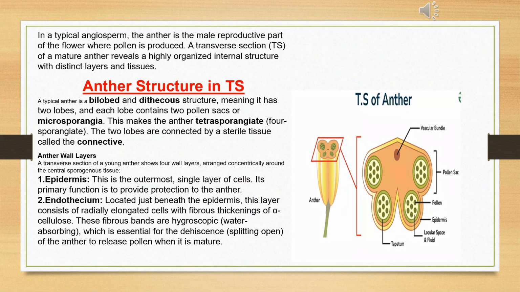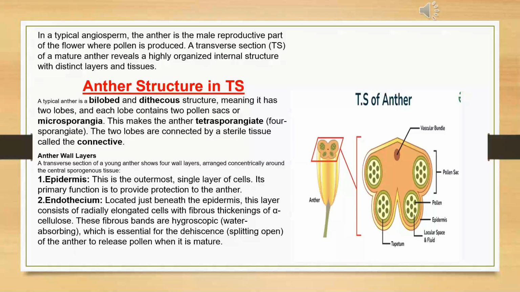The two lobes are connected by a sterile tissue called the connective. Anther wall layers. The transverse section of a young anther shows four layers arranged concentrically around the central sporogenous tissue. The first layer is the epidermis. This is the outermost single layer of cells. Its primary function is to provide protection to the anther.